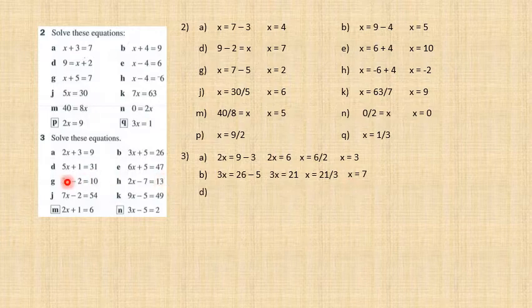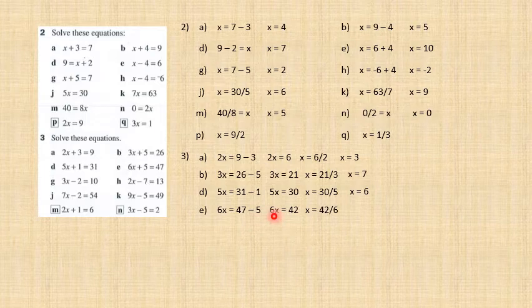In question D, I have 5x plus 1 equals 31, so use the inverse operation. It's going to be 5x equals 31 minus 1, which equals 30, and then divided by 5, which is going to be equal to 6. So x at the end is going to be equal to 6. In question E, I have 6x plus 5 equals 47. Again, I'm making the inverse operation and balance. So 6x equals 47 minus 5, which equals 42. And then divided by 6 to make x alone on one side. So it's going to be 42 divided by 6, which equals 7.